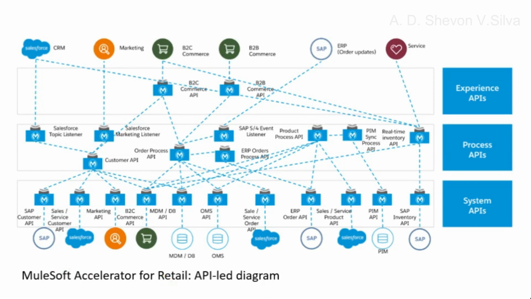Accelerator SAP S4 HANA Customer System API. SAP S4 HANA Customer System API provides a means to access customer, person, organization account data from SAP S4 HANA. It supports the following functionality: queries customer, person, organization account information from SAP S4 HANA. Create customer, person, organization information account in SAP S4 HANA. Updates customer, person, organization account in SAP S4 HANA.